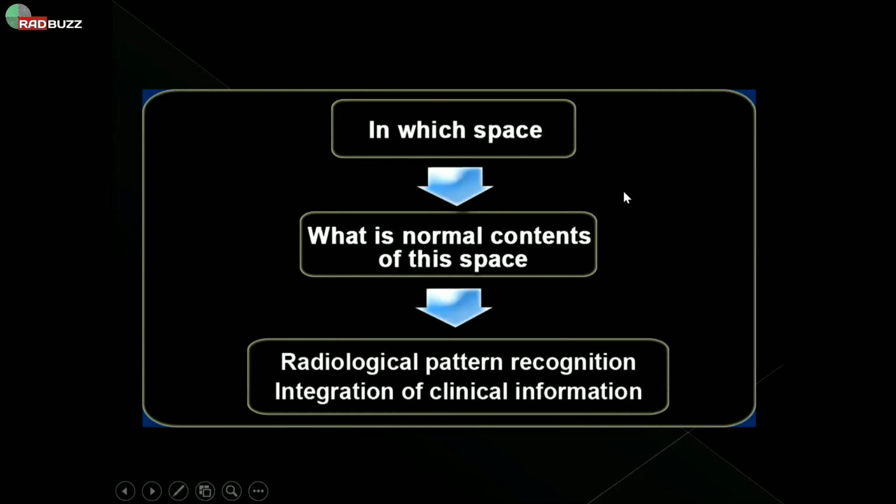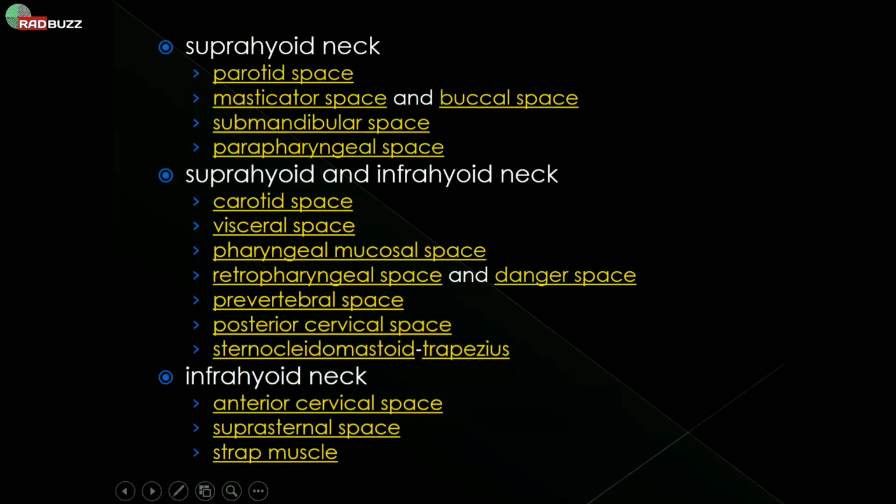So in our report, we should clearly mention in which space the pathology or the lesion is. Second, we should have a sound knowledge of the normal contents of this space. When we know which space it is and what the contents are, it will be very easy for us to understand what pathologies can be there in this particular space and how they can transfer to the next one. And lastly, being specialized in radiological pattern recognition, integration of the clinical information should be very clear while reporting a neck MR or CT.